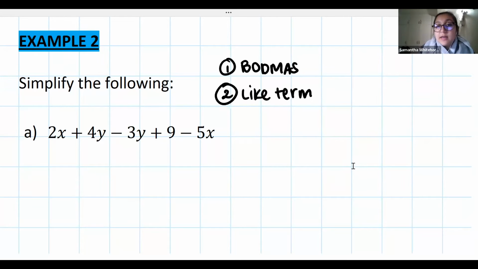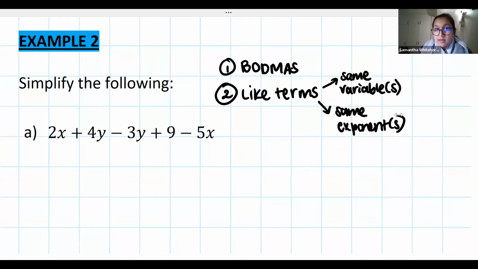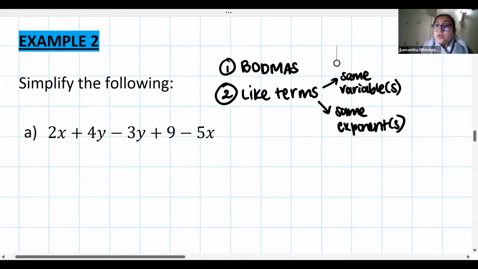Now, like terms, remember, are terms that have the same variable or groups of variables, as well as the same exponent or exponents. If that applies, they are like terms and you can add and subtract them. So if we look at this first expression, we want to identify our like terms. So use your highlighters, use your colored pens, whatever. Identify your like terms.